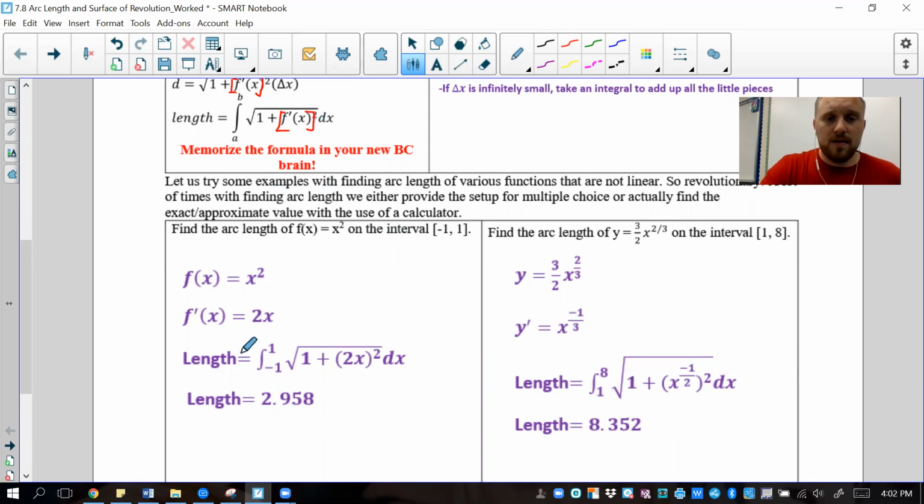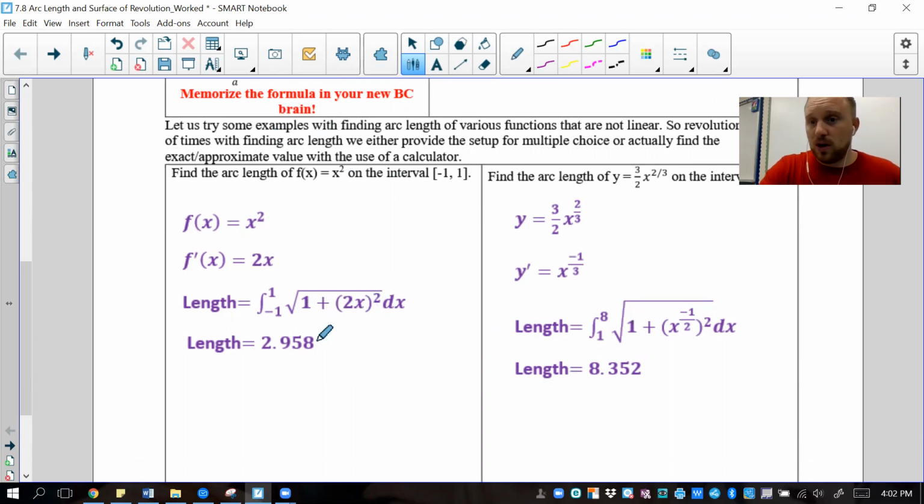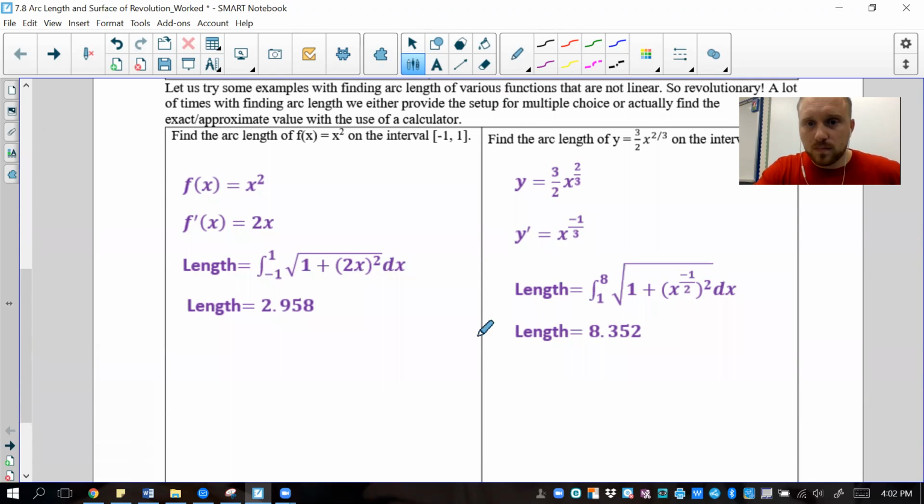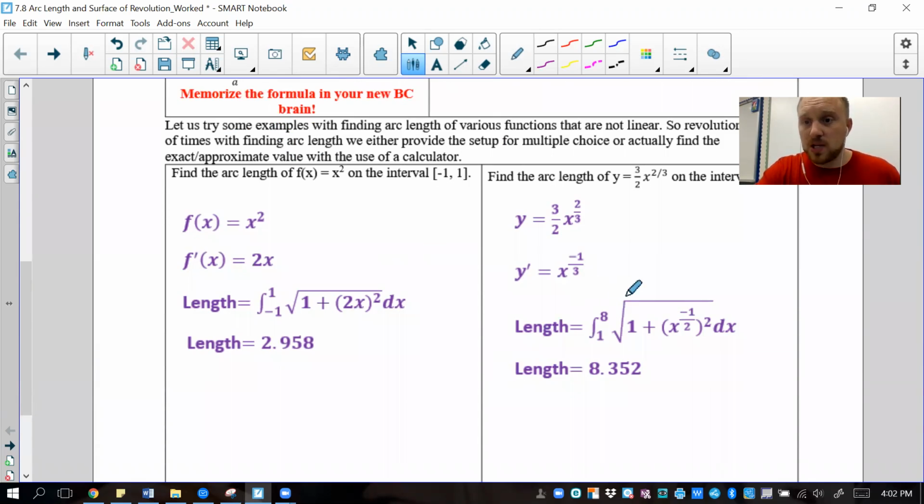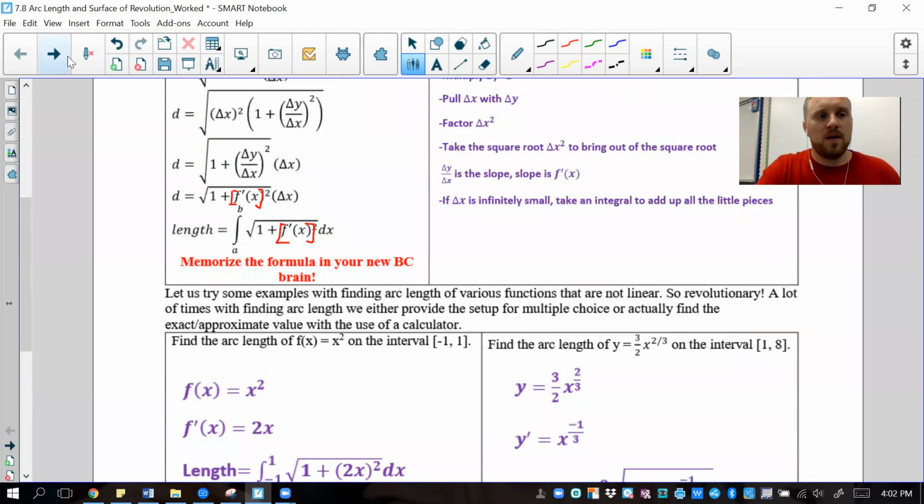So for this problem, it looks like we're going to use a calculator here. And for most of these types of problems, you're going to use a calculator, unless we could use substitution, then we would. But some of these problems, we're going to have to use that calculator. And you'll notice that for each of these problems, we are finding the derivative of the function, plugging it into our arc length formula, which is up here.